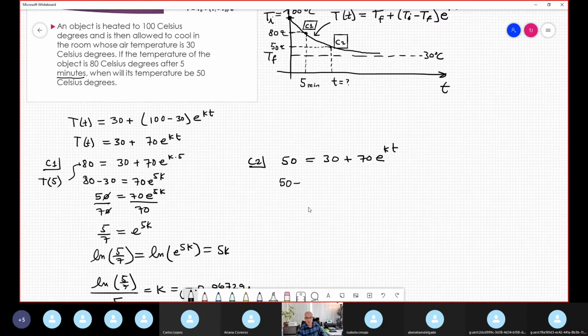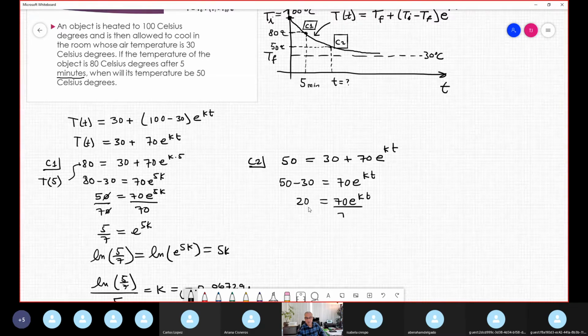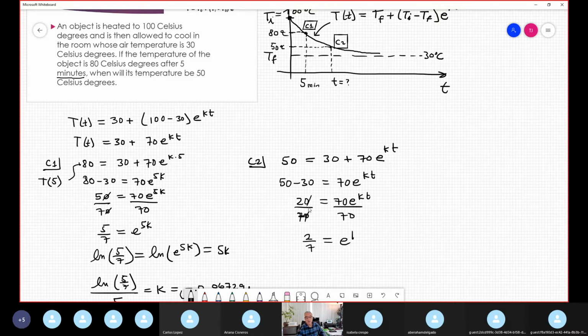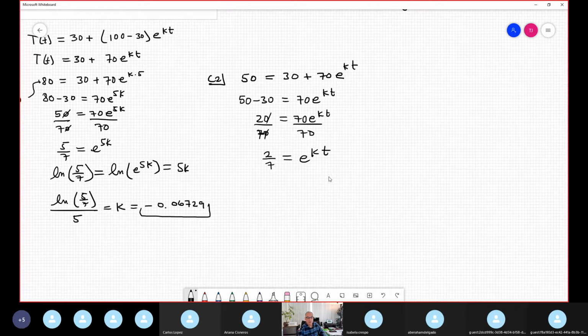This is 50 minus 30 equals 70 e to the kt. This is 20. Divided by 70. Cancel out this 0, it is 2 over 7 equal e to the kt. One more time, I apply logarithm both sides. The logarithm of 2 over 7 is equal to the logarithm of e to the kt, which is equal to kt, no? It's exactly the same. Now, but I know what k is.